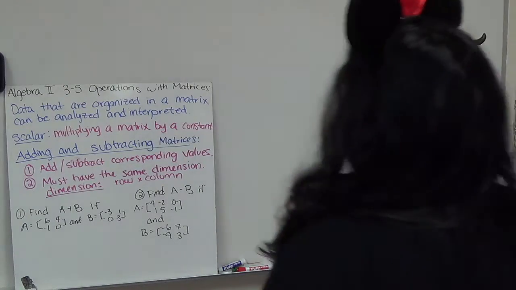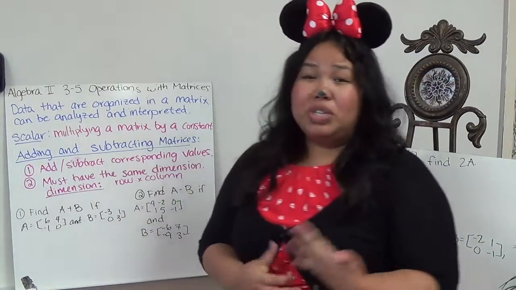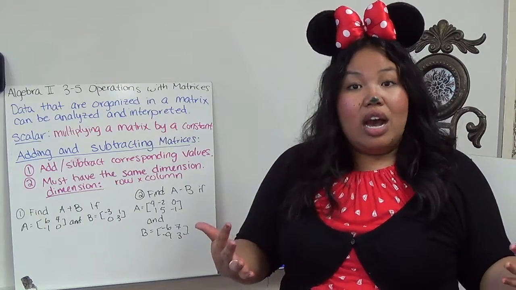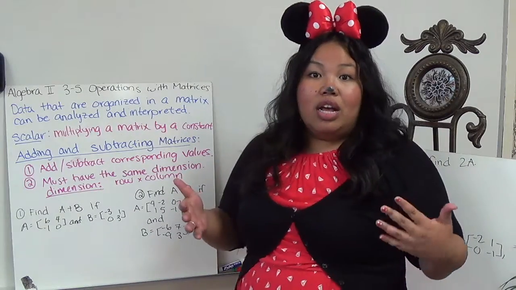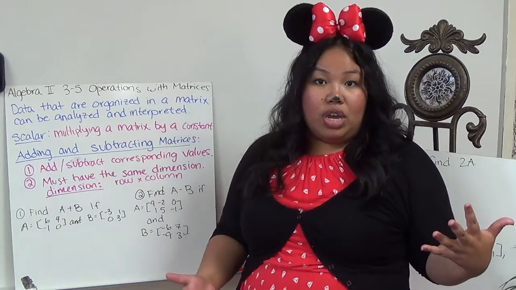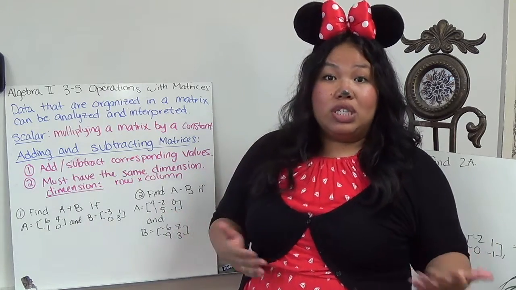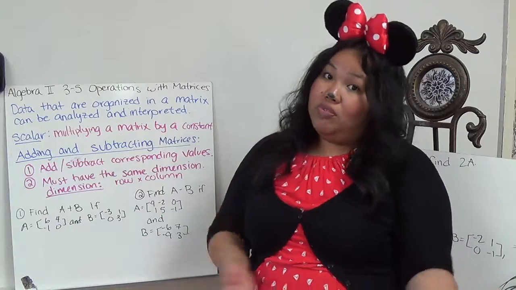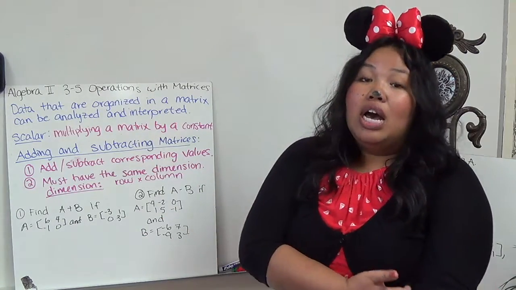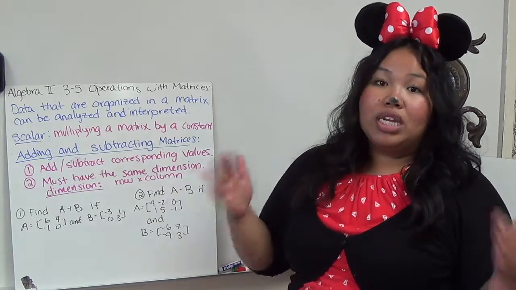In Algebra 2, Section 3.5, we're dealing with operations of matrices. Matrices are a way to organize data. Sometimes we'll use data, like in tables, in order to create the information matrices. Sometimes we'll even use matrices to help us solve systems of equations, especially with 3 variables, because you saw how long it took us to do those problems. But before we can do that, we're going to take baby steps.